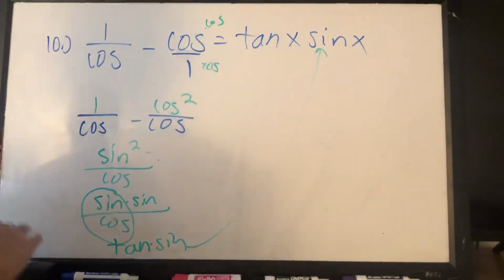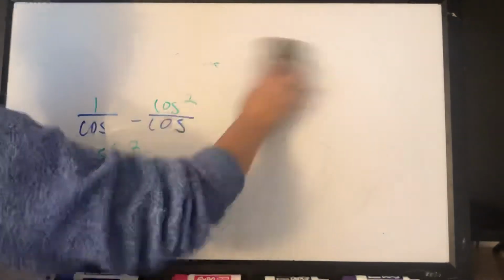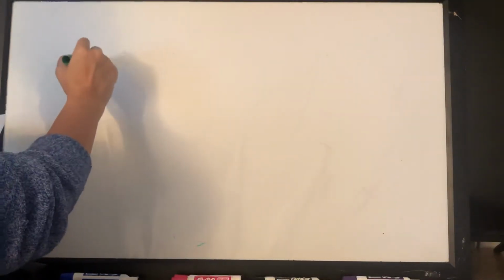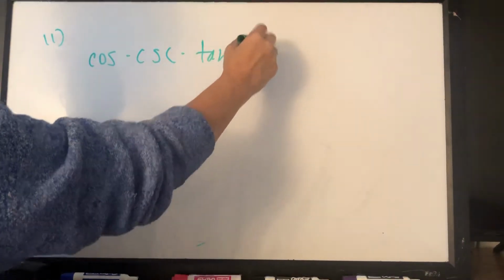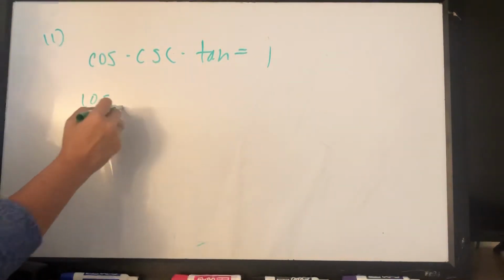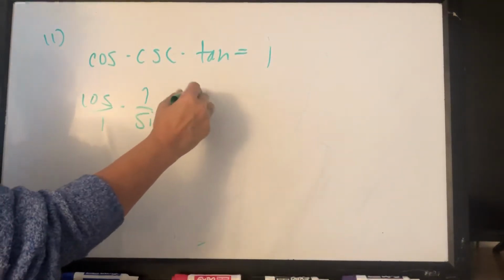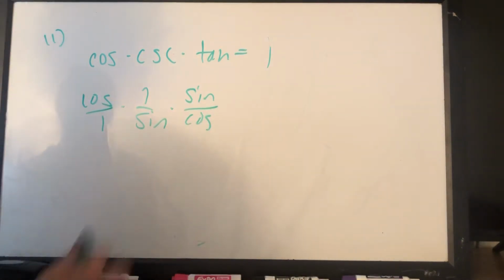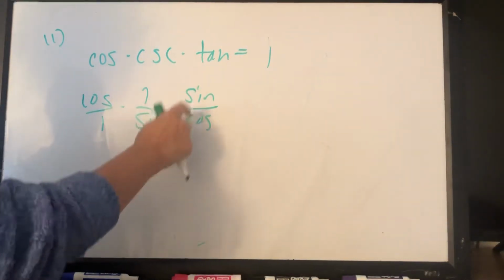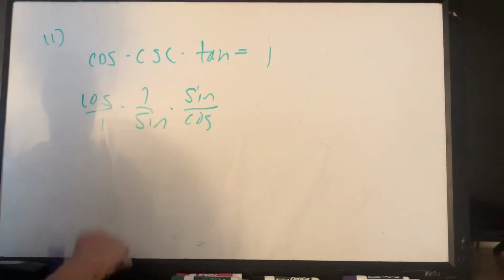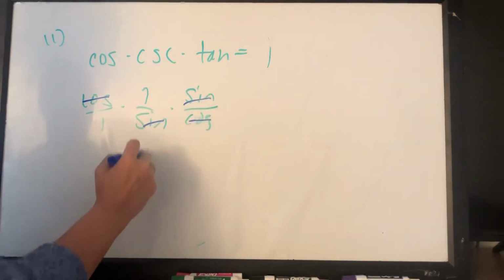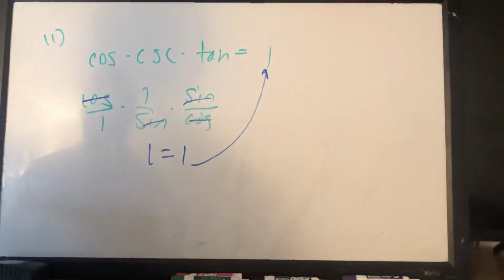Number 11 is all multiplication. So a lot of times those are a little bit quicker. Again, I still want to see your chicken scratch. We've got cosine, cosecant, tangent equals 1. Again, we're going to switch to cosines and sines. Okay? Remember, cotangent starts with the cosine on top. That's how I remember that. And then you see all these things. Can cancel the cosines, can cancel the sines. 1 equals 1. Okay?